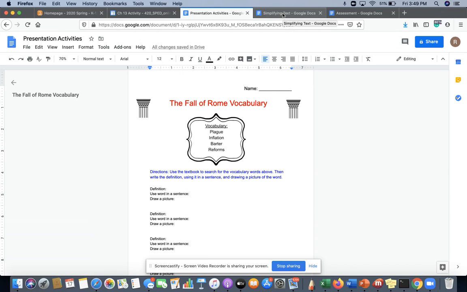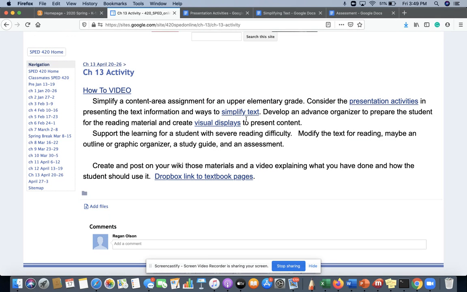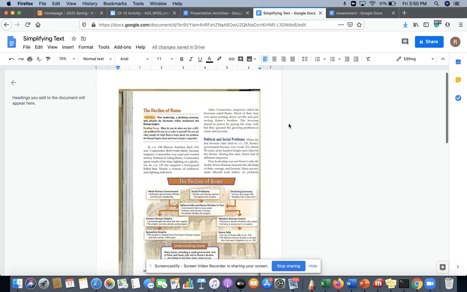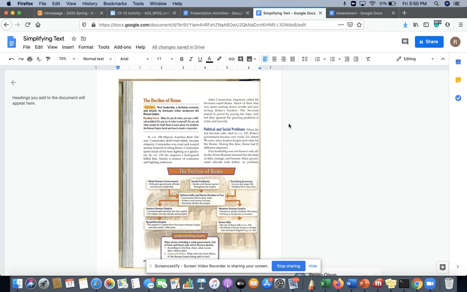For the simplifying text right here, I chose, so this is interesting, I actually took 2 pages of the textbook. Obviously, if this were to happen, I would be using all of the pages of the textbook to do this. But I thought that I learned best by quizzing myself as I go, giving myself a checkpoint, something to look for.